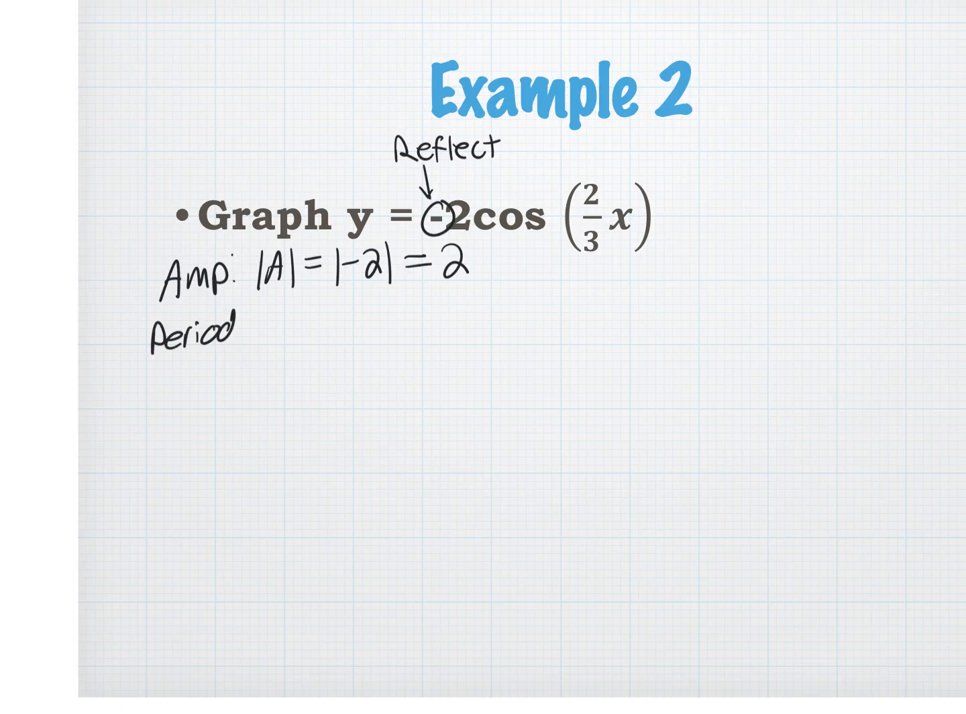Next thing we want to find is the period. Keep in mind it's 2 pi over b. B in this case is 2/3, so I'm going to do 2 pi over 2/3. And then when you keep, change, flip, it's going to be 3 over 2, which is going to get you 3 pi.